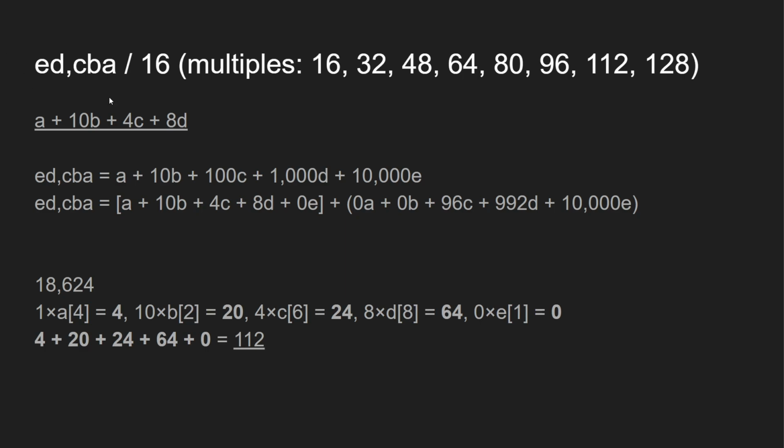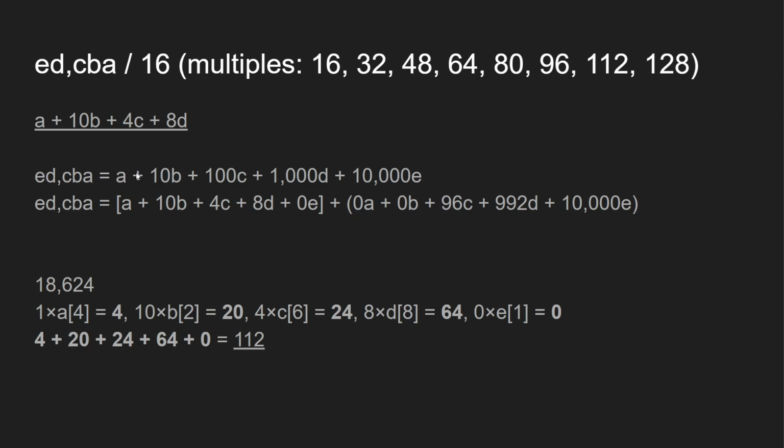So how do we prove if a number is divisible by 16? Well, we have to do a plus 10b plus 4c plus 8d. Okay? So if a plus 10b plus 4c plus 8d is divisible by 16, then the entire number is divisible by 16. So again, here's the proof why.